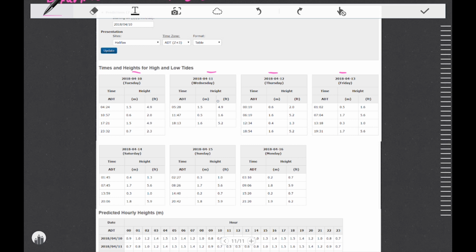So you could go through the whole week and find out when your high and your low tides are going to be. And sometimes, like on Wednesday, the second low tide or the second high tide is going to roll over into the next day. But most of the time, you're going to have 4 events per day.